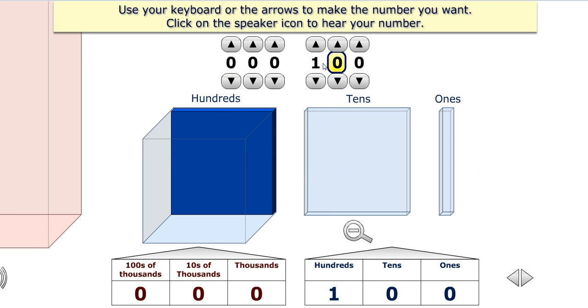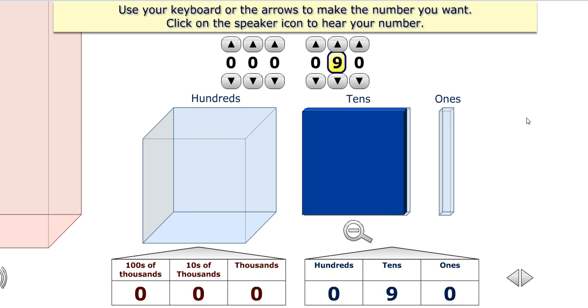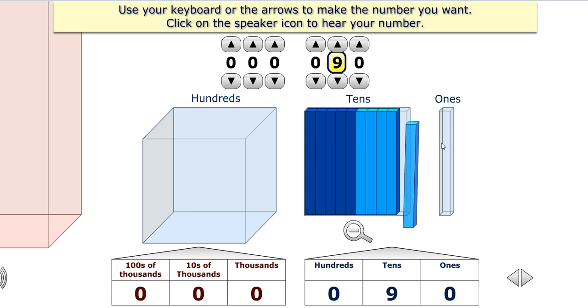Now let's look at 100. If we have 100 and we want to find out what 10 less is, we just break the rods up and we take 10 off the 100, and we know that's 9 tens left. Let's put it back.